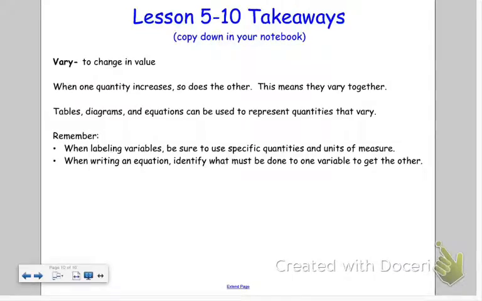So here are the takeaways. First, the word vary. To vary means to change in value. So when we talked about quantities varying together, we're saying, hey, when one quantity increases or changes, the other one's also going to increase or change. So they vary together. And you can use tables, you can use those diagrams, you can use equations to represent quantities that vary. And things that you must remember: when labeling variables, be sure to use specific quantities and units of measure. And when writing an equation, identify what must be done to one variable in order to get the other.